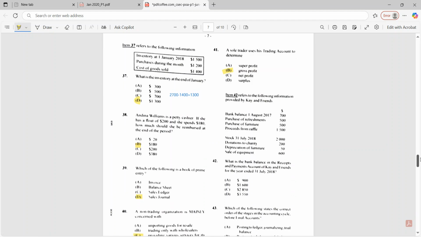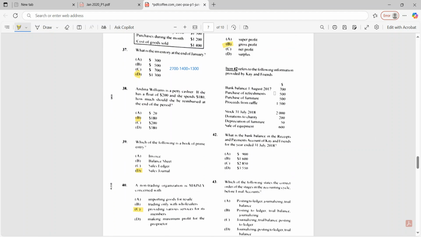Item 42 refers to the following information provided by K and Friends. What is the bank balance in the receipts and payments account of K and Friends for the year ended the 31st of July 2018? All right, so we have some working out to do here.